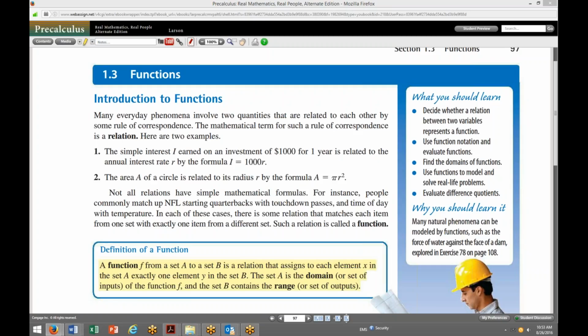I remember myself when I first learned the concept of a function, I wasn't too comfortable with it. So that's not unusual if this is your first exposure to this concept. But we're going to start right at the beginning, and let's go ahead and do that.